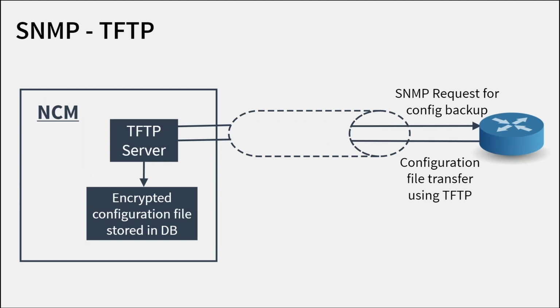So here no channel is established. The commands are sent from NCM. An SNMP request is sent for configuration backup, and the configuration file transfer happens using the TFTP protocol. The TFTP server associated with NCM then receives this configuration file, encrypts it, and stores it in the database.